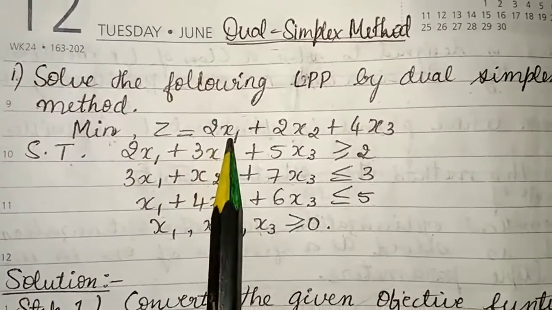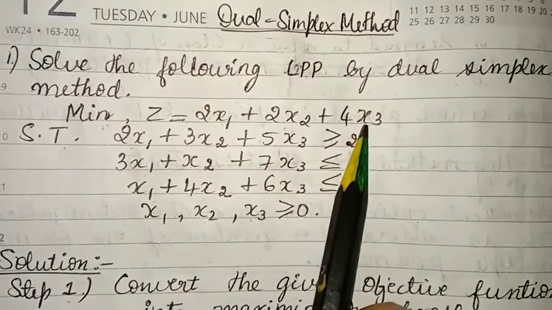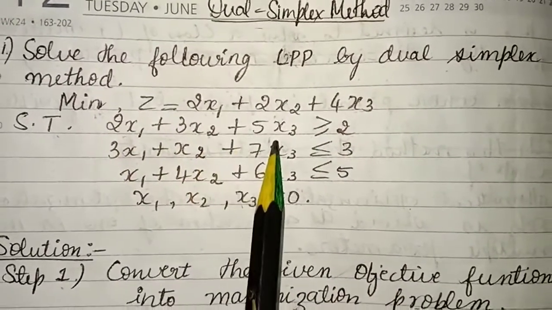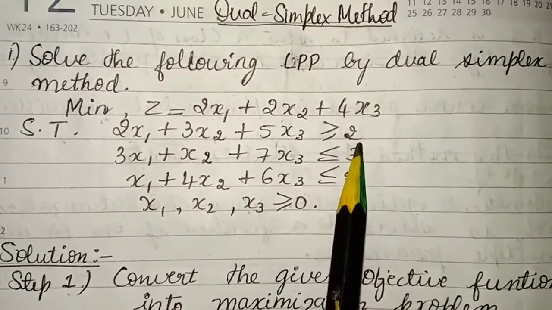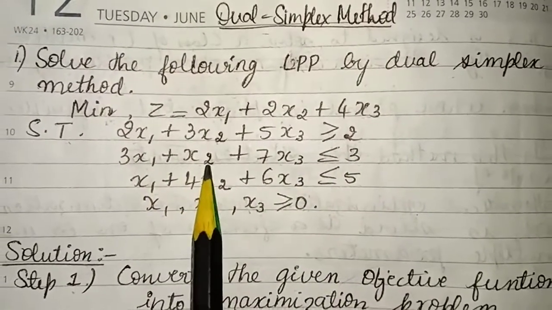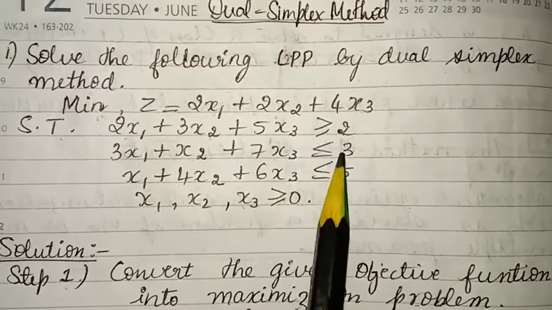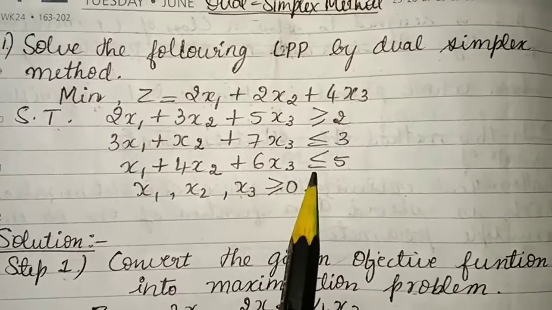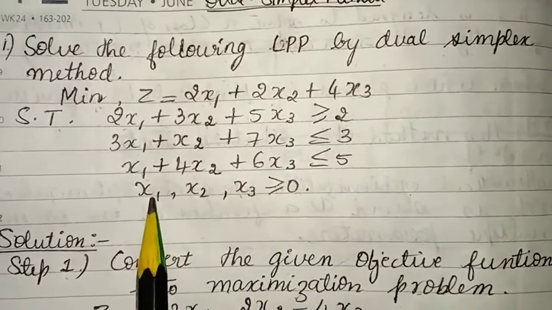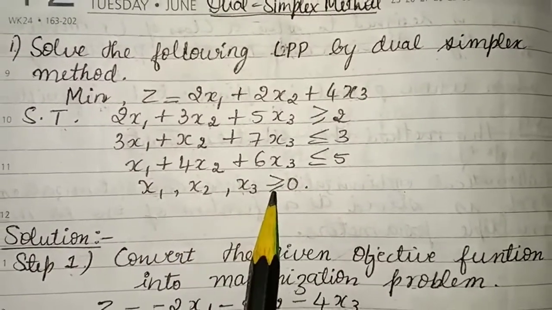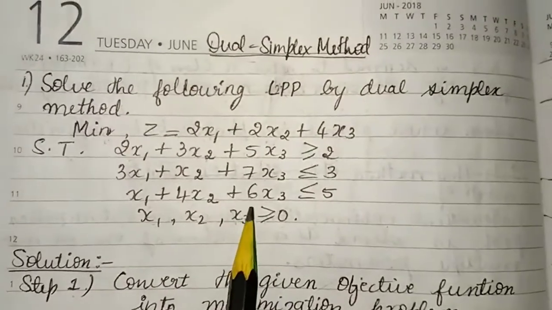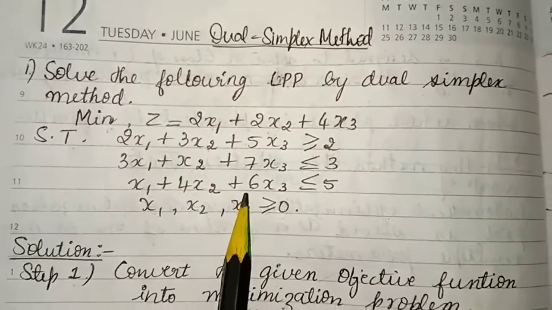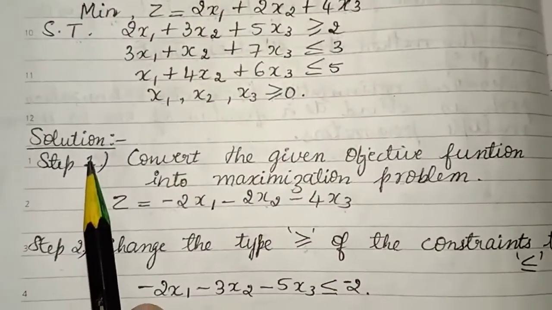Minimize z equal to 2x1 plus 2x2 plus 4x3, and the constraints are 2x1 plus 3x2 plus 5x3 greater than or equal to 2, 3x1 plus x2 plus 7x3 less than or equal to 3, x1 plus 4x2 plus 6x3 less than or equal to 5, for all x1, x2, x3 greater than or equal to 0. So this is the given question and we have to solve it using the dual simplex method. We will go through the solution.